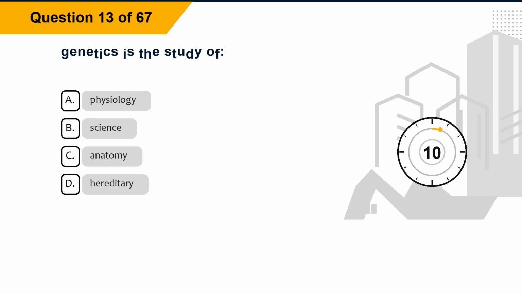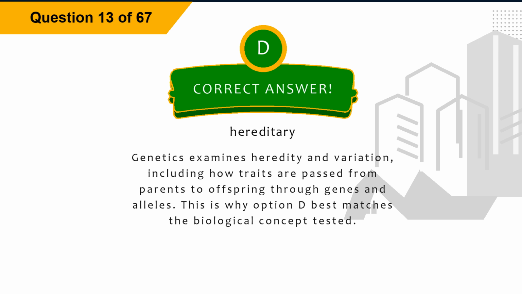Question 13. Genetics is the study of. Option A, physiology. Option B, science. Option C, anatomy. Option D, hereditary. The correct answer is option D, hereditary. Explanation: genetics examines heredity and variation, including how traits are passed from parents to offspring through genes and alleles. This is why option D best matches the biological concept tested.